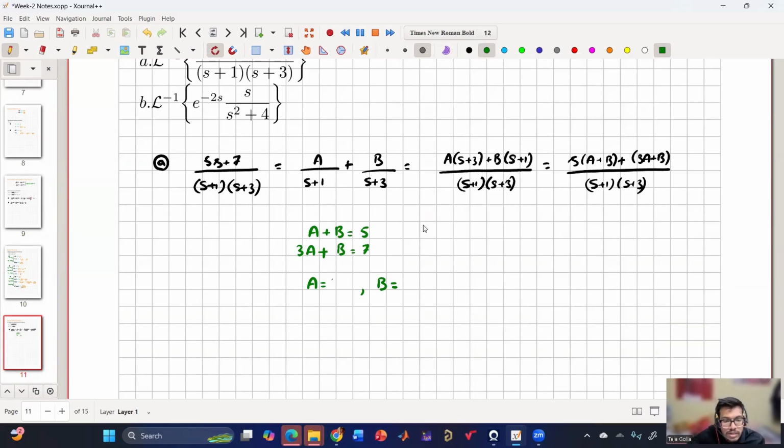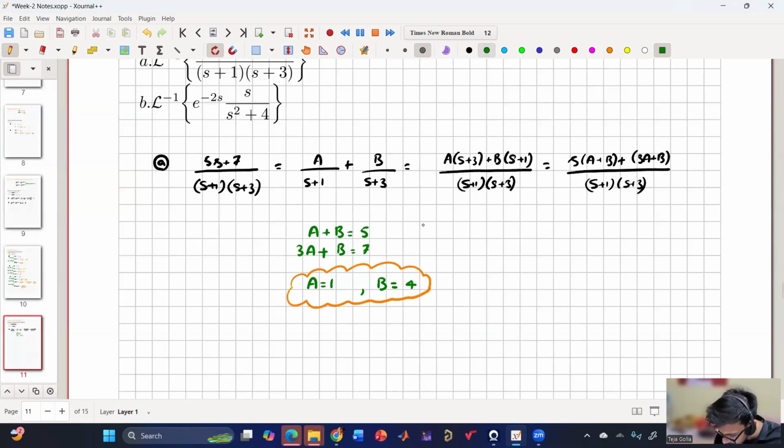A is equal to 1. Yes. B equal to 4, right? So every time you calculate a and b, you put it back. So a plus b is 5, 3a plus b is 7. Very good. A is 1, b is 4.